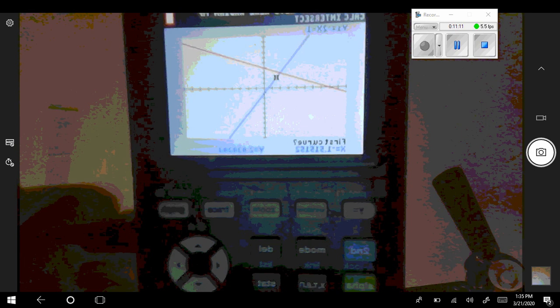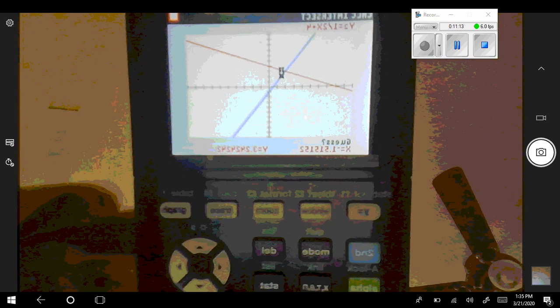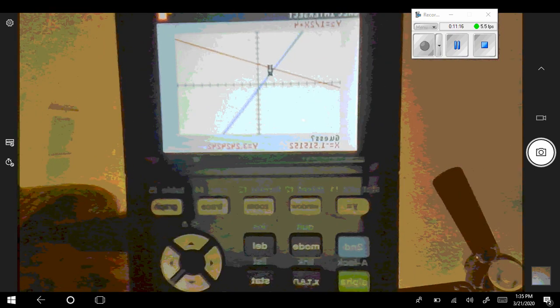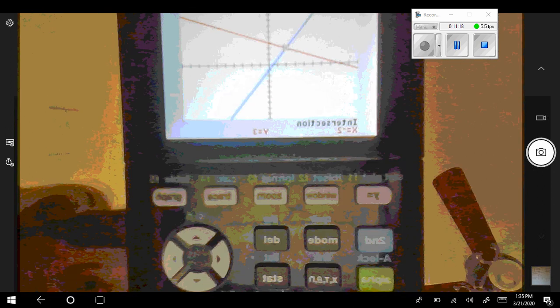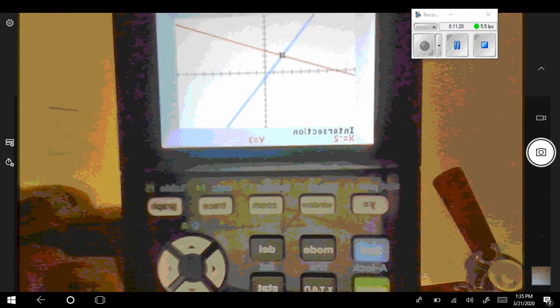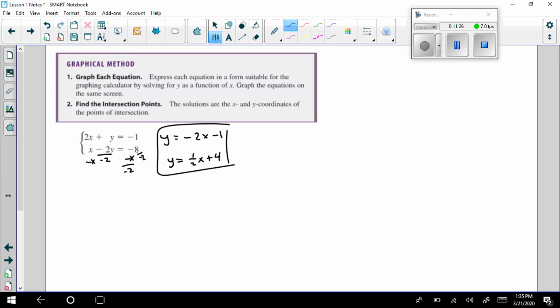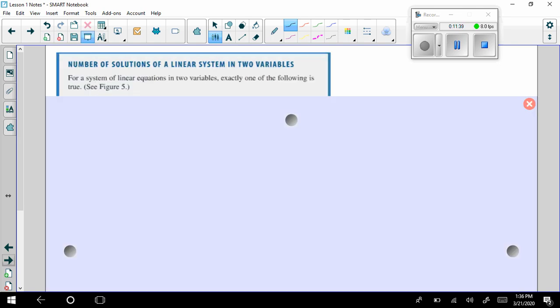We hit enter, it'll go to second curve, hit enter, and then hit enter a third time. And we see -2, 3. I know, again, that's backwards for you, but hopefully you got the keystrokes down. So (-2, 3) is the solution. Okay, so that's how you do it on the graphing calculator. I'll post a YouTube video for that too, just in case you didn't get that.